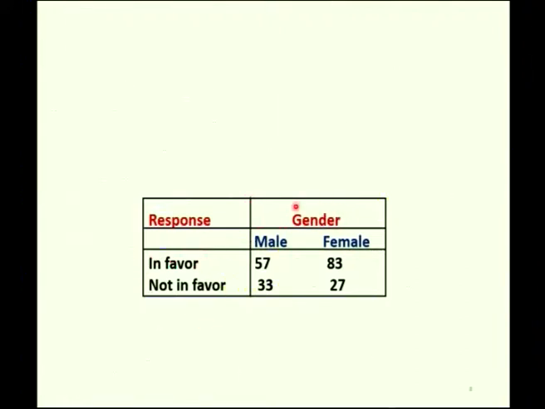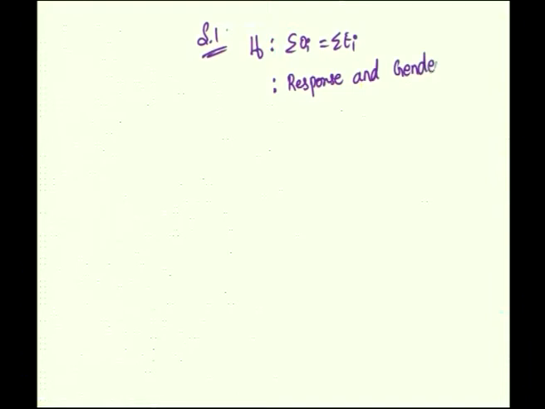Now, the question is you have to verify whether there is a dependency between the response to the question and the gender. Now, let us go ahead with testing the significance of the independence of attributes. So, first let us start with step 1. H naught says summation OI is equal to summation EI. That is, we mean that response is one attribute and gender is another attribute. Response and gender have no association, or no association in the sense they are independent, with respect to the questionnaire.